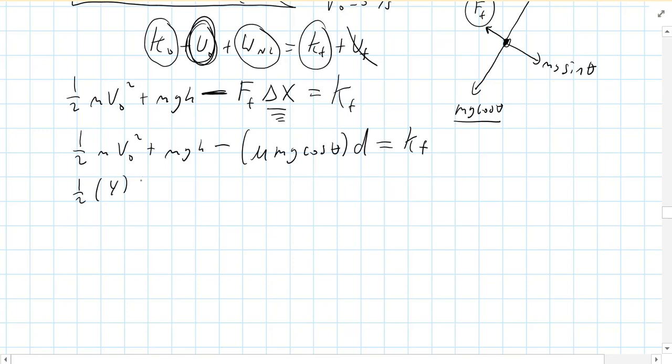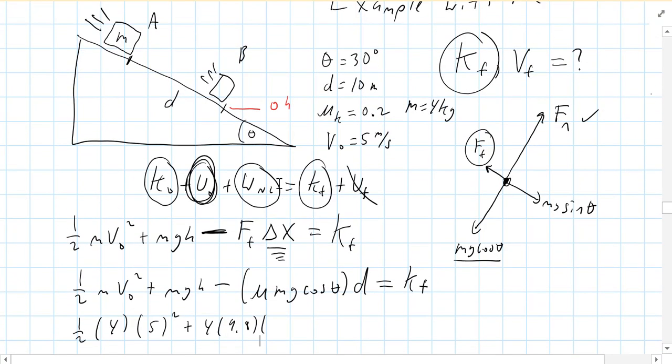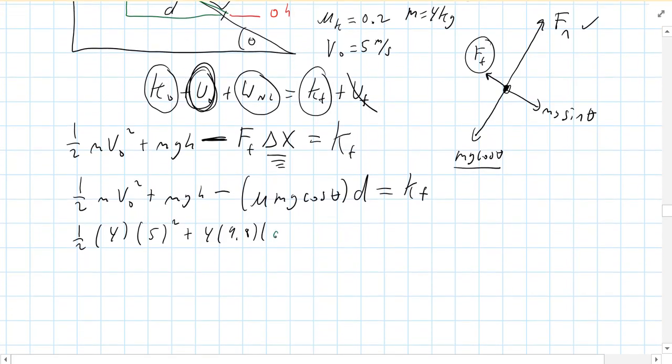All right, so then we've got this initial velocity, which is 5. We've got to square that, plus the mass of the book times 9.8. Now, what's the height? It's not 10, right? So what's the height that the book starts at? Well, imagine you've got a little triangle here. This is our height. This is d, the hypotenuse of that little triangle. Well, the height's just going to be d sine theta, okay? So this will be 10 sine of 30. Okay, so that's our d sine theta. So that's our H right there.